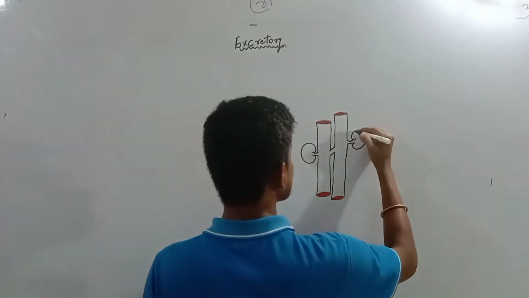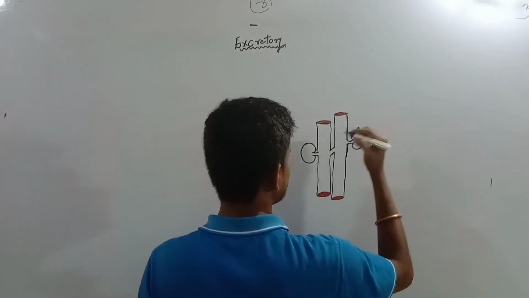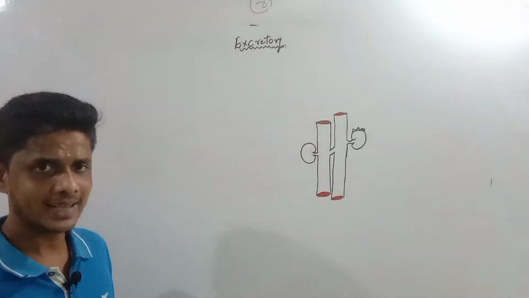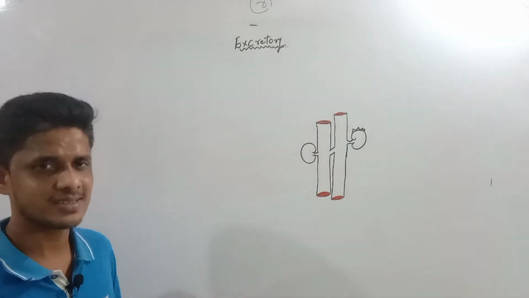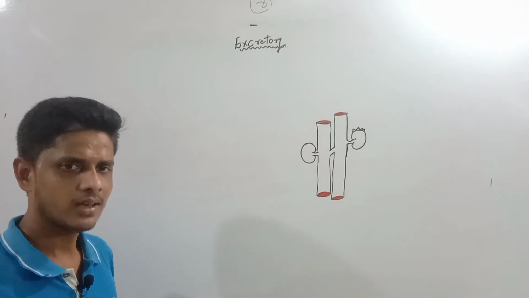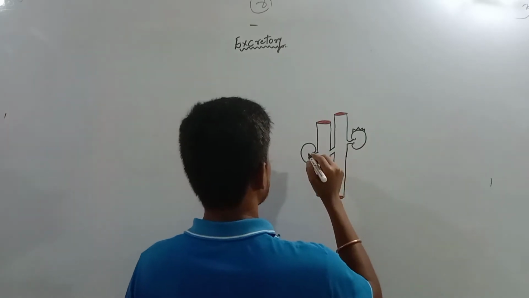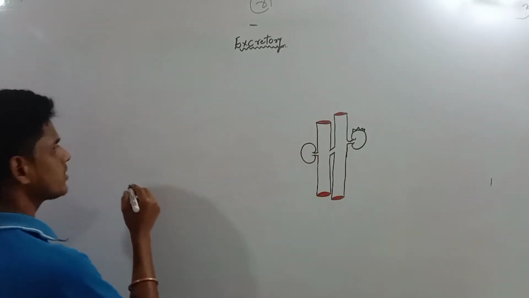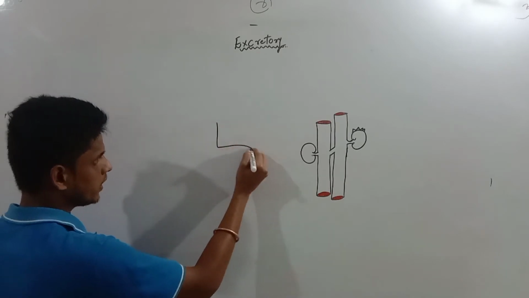And the upper region of each kidney has cap-like structures. Such glands are called adrenal glands. Okay, adrenal glands. So these two kidneys, as I told you, the right kidney is lower than the left kidney due to the presence of the large liver in our body.